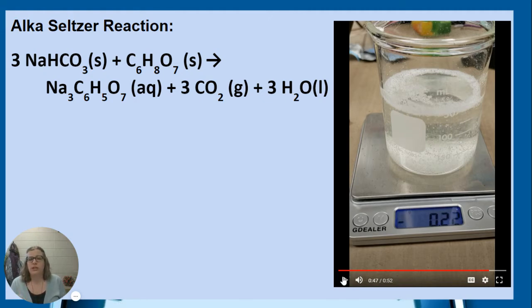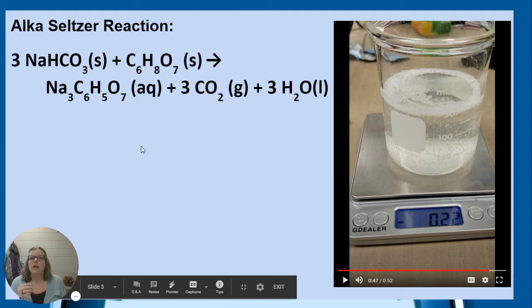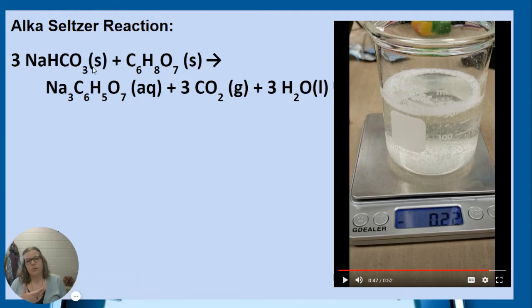The reaction that's actually happening in an Alka-Seltzer tablet is this one here. It's baking soda, which is sodium bicarbonate, and citric acid. They are in their dry form in the tablet together with a little bit of aspirin. It's designed to help a tummy or a hangover. It takes 3 baking sodas to neutralize and react with one of these citric acids, and they're in their solid form.